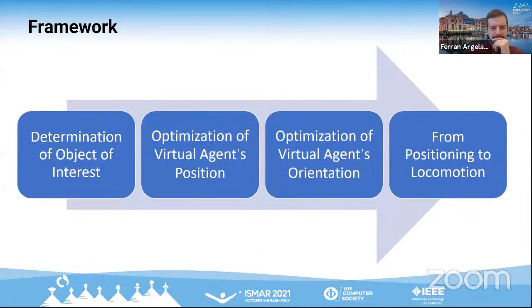Based on the design principles, our framework can be divided into the following 4 steps: determination of object of interest, optimization of virtual agent's position, optimization of virtual agent's orientation, and from positioning to locomotion. Now I will introduce these 4 steps respectively in greater detail.